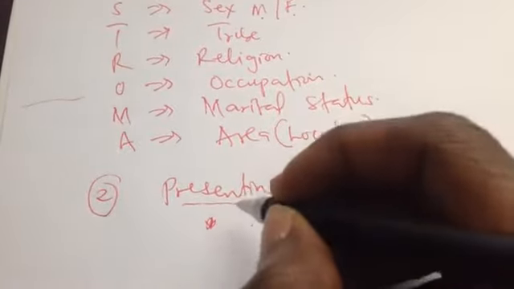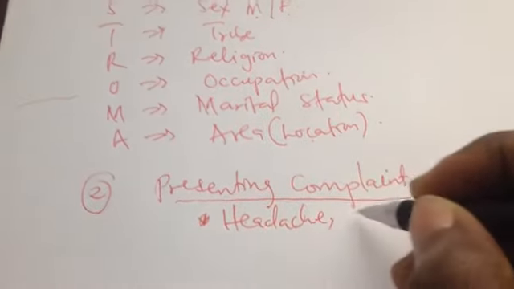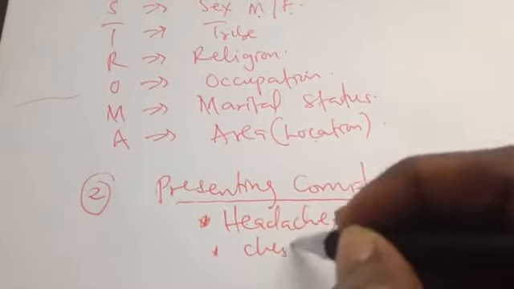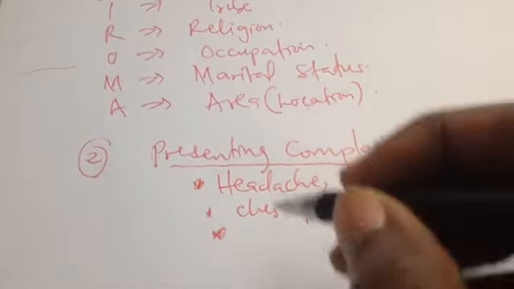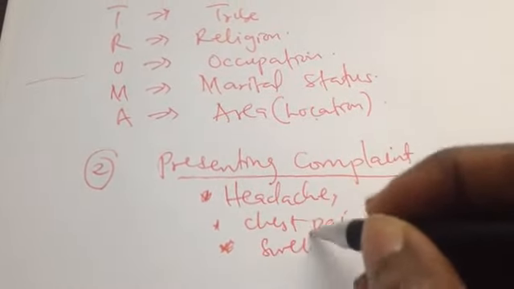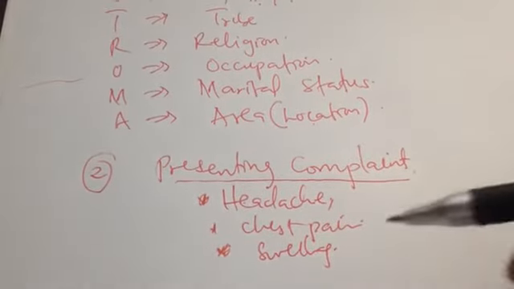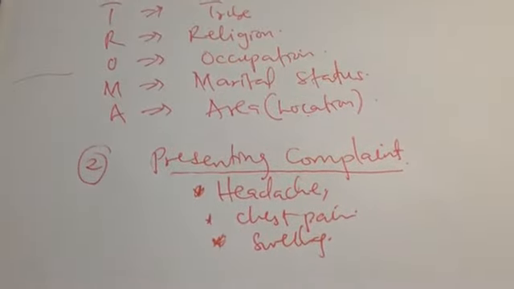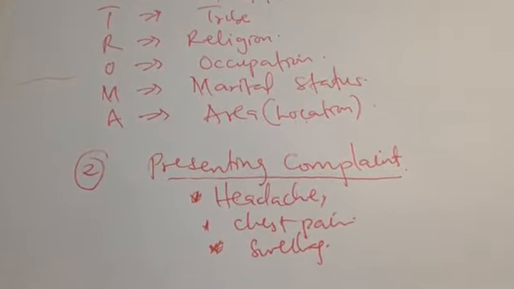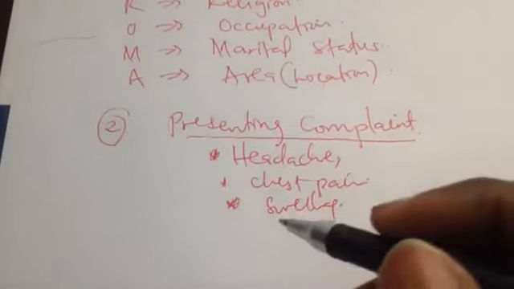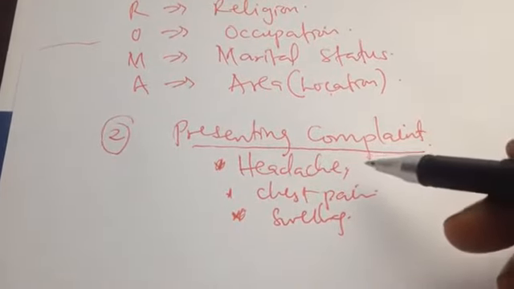So, for example, the patient can come with a headache, maybe a chest pain, maybe a swelling or lump, and so on. This is the reason why the patient comes to you. Maybe the patient says, today I come to you, doctor, I'm having chest pain, I'm having abdominal pain. This is the presenting complaint. At most, the presenting complaints should not exceed 5.